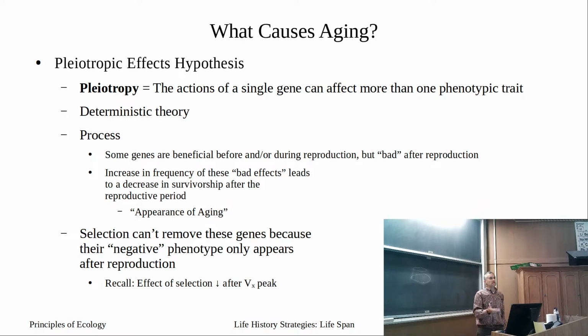It's important that if this pleiotropic effects hypothesis is happening and is explaining lifespan in a species, selection can't really take those negative genes out, because their negative effects only get exposed after reproduction.